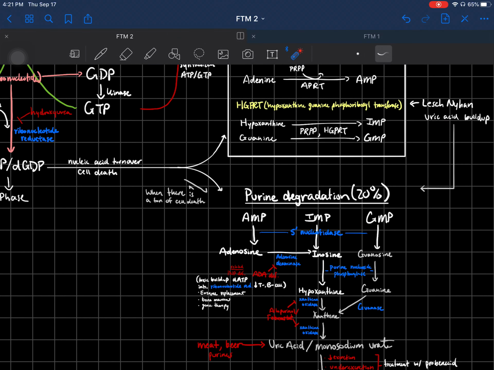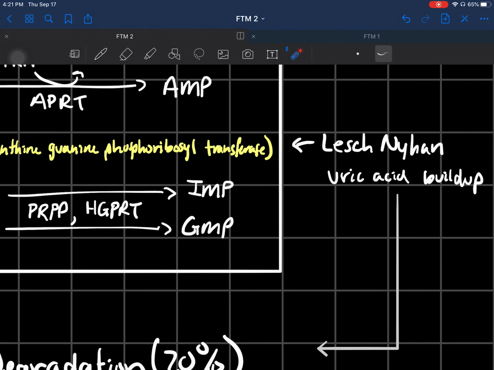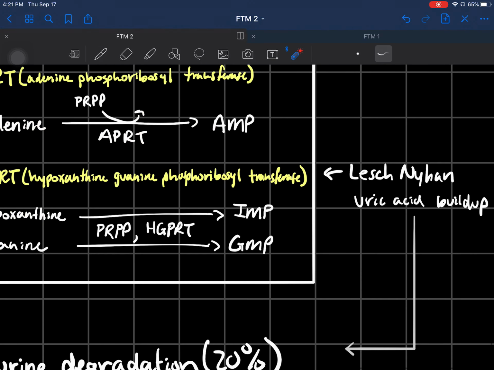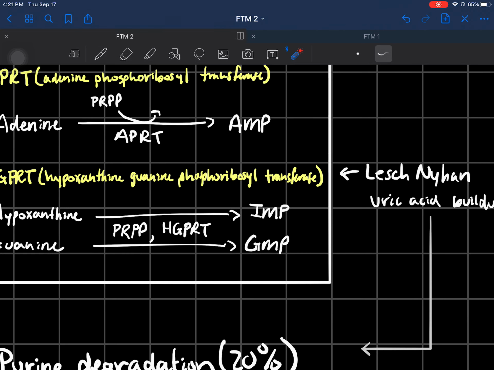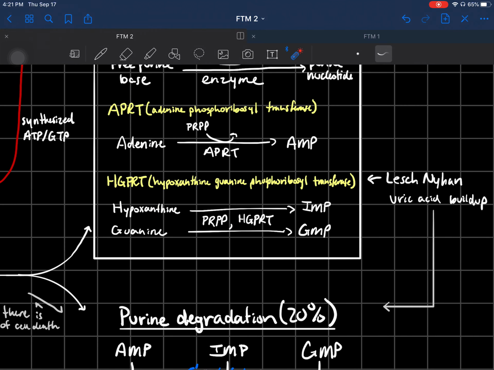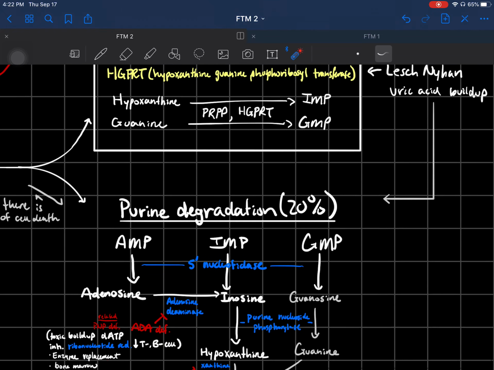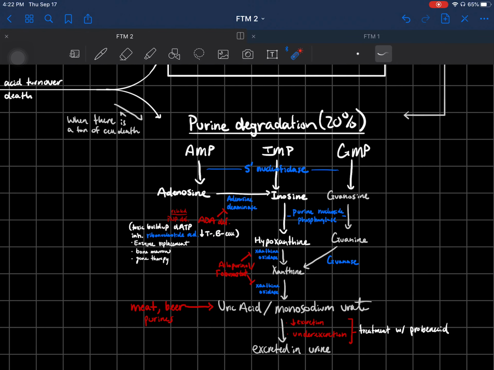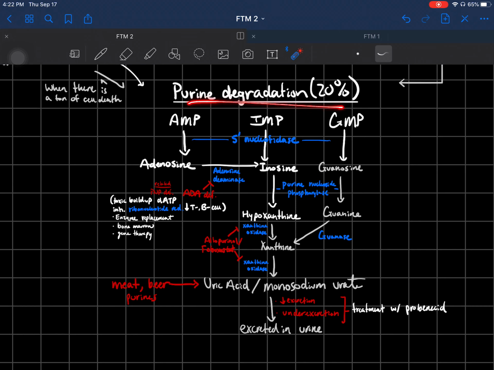Okay, and if you have Lesch-Nyhan syndrome, that's going to be an X-linked recessive disorder, and that is going to lead to your HGPRT not being functional. And as a result, you might imagine that you have a ton of buildup of your guanine and your hypoxanthine bases, and that's going to lead to uric acid buildup. Okay? And that's actually what I'm going to talk to you about right here, which is the purine degradation pathway. This is where we destroy the purines.